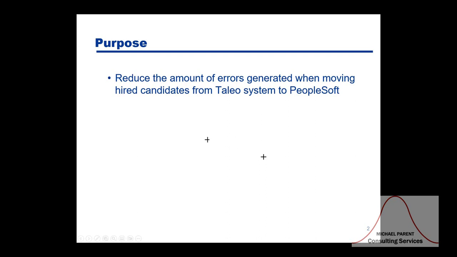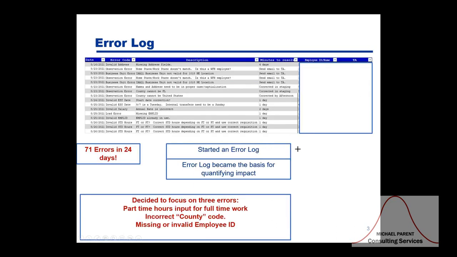That was the purpose of our project: we wanted to reduce the amount of errors that we were generating moving candidates, people that we've decided to hire, from Taleo into that PeopleSoft system. It's a very typical type of issue in the admin world. One of the first things that we did is we said, well, let's get an idea for what the current state looks like.